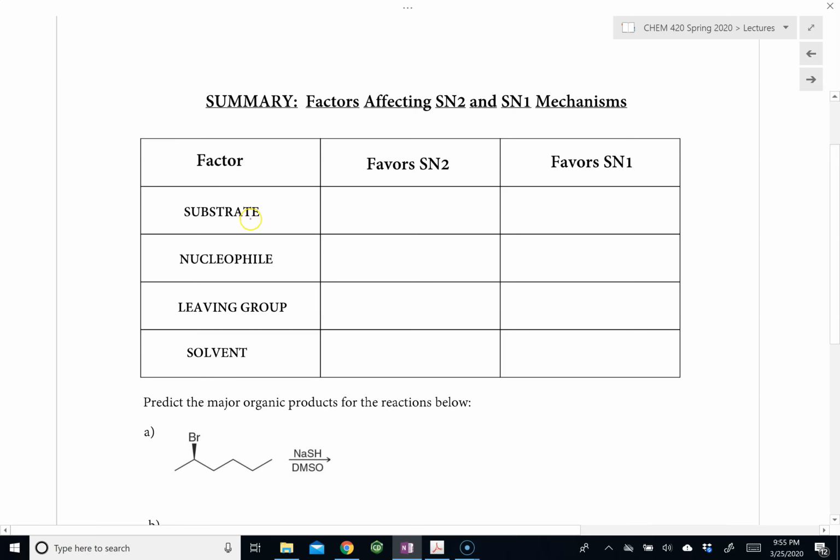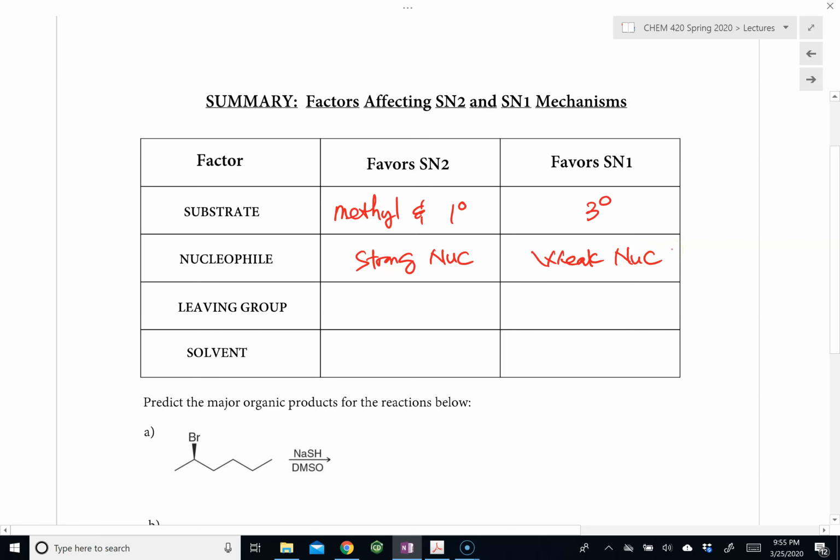these are the four factors that can affect substitution reaction, whether it would undergo SN1 or SN2 reaction. So with regard to the substrate, what favors SN2 would be the methyl and the primary substrate. This kind of substrate would then favor SN2. And as for SN1, the tertiary substrate would then favor SN1. And second, with regard to the nucleophile, the strong nucleophile would then favor SN2 versus a weak nucleophile would then favor SN1.